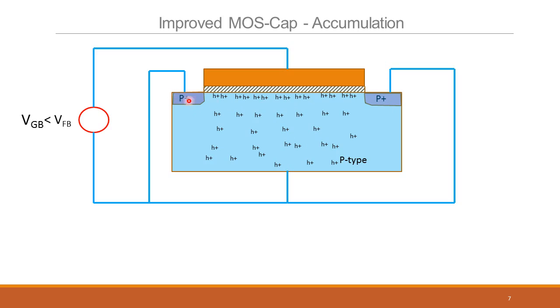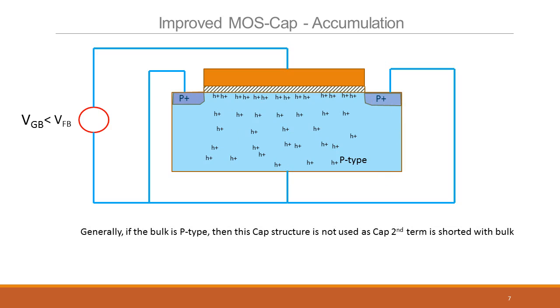This works only in accumulation. In the inversion region, we have to put N plus here, N-type material. Okay. Generally, the bulk is P-type. Then this cap structure is not used as a second terminal because this terminal is internally also shorted to the bulk, and that causes a lot of circuit related issues. We'll see later. So you generally don't use this kind of thing. But just to keep in mind, if you want to make something someday, you can always do that.